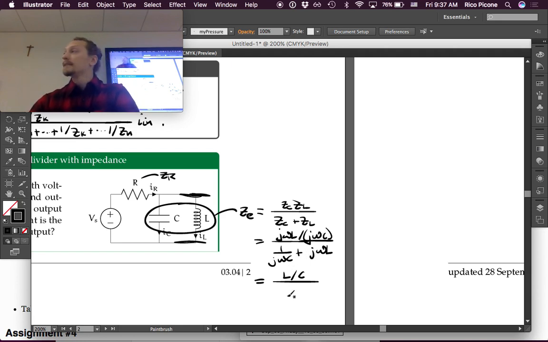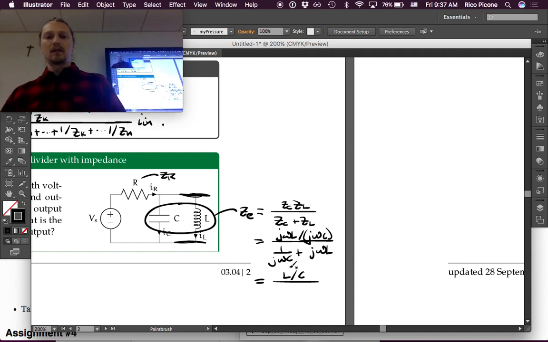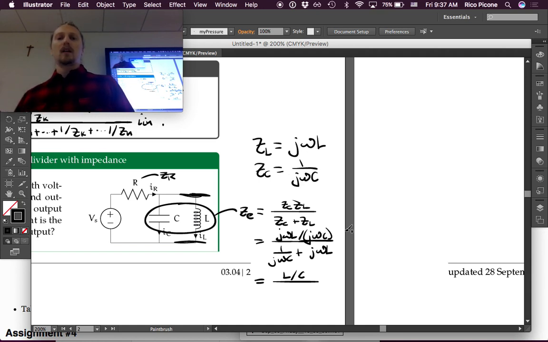Question. Why did we not, in the denominator of the line above, put J, we put 1, in the denominator of the second line, why did we not put J omega L under? Right here, the right term. Am I missing something? So the impedance of an inductor is J omega L, and the impedance of the capacitor is 1 over J omega C. Oh, I see. Yeah, just forgetting my definitions. That's cool.